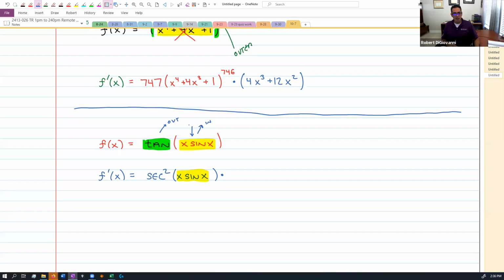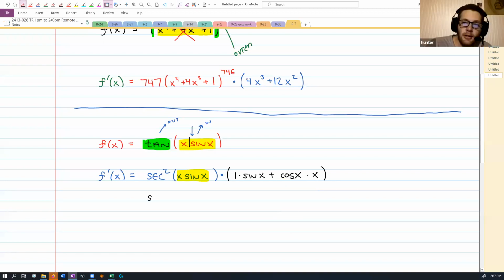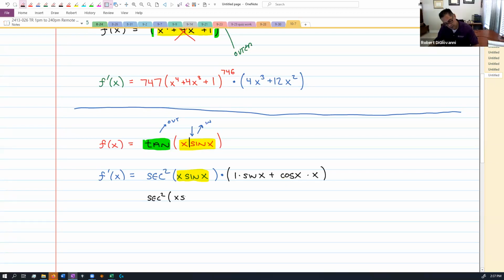See, these are all going to be intertwined now. You have to be so careful on what we're looking at. So we took the derivative of the outer, which is secant squared of the inner function untouched, times now the derivative of this. That's a product rule on that, and that will be 1 times sine x plus cosine x times x. Product rule for that piece. So it's secant squared of x sine x times sine x plus x cosine x.